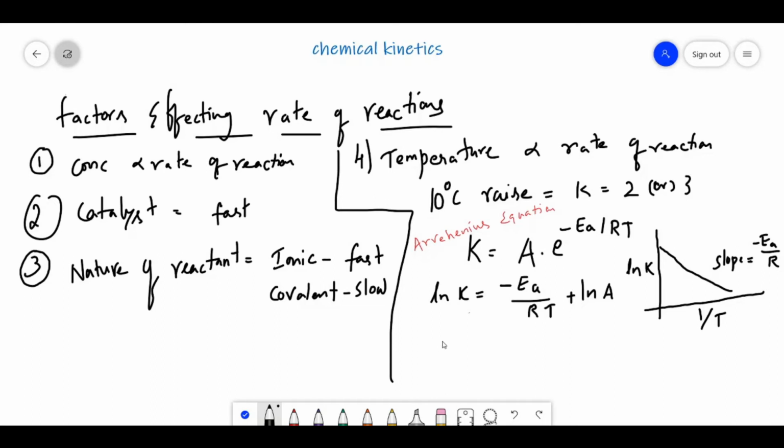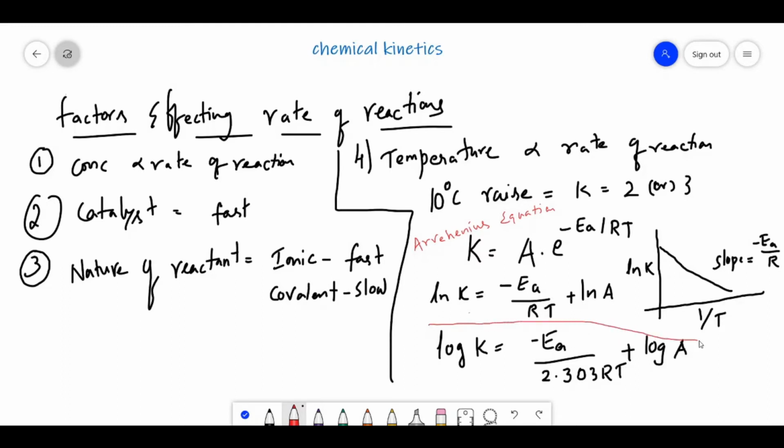Next, this relation can also be taken as log k is equal to minus EA by 2.303 RT plus log A. So this is the equation, and this final equation is very, very important.